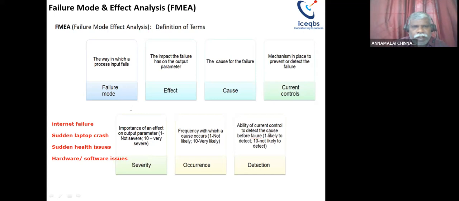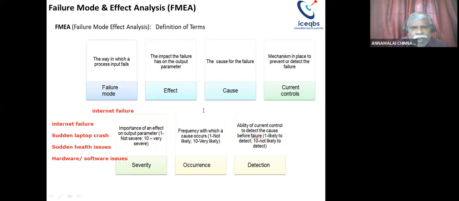So now let us take only the internet failure and see how the FMEA can help you to solve this particular problem. So the identified failure mode here is the internet failure. And if you really try to analyze the impact of this failure mode, what is the impact this internet failure will have on meeting the customer requirement of providing 8 hours of uninterrupted training? As soon as the internet fails, I will be totally disconnected from the participant and I have to either postpone or cancel my training.